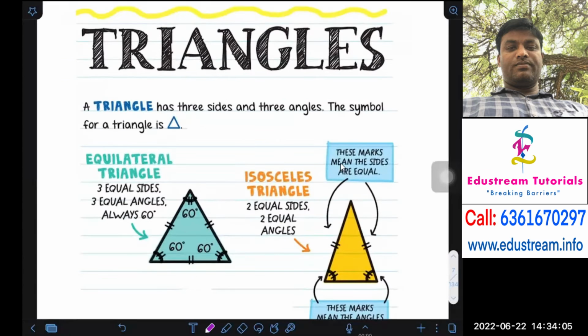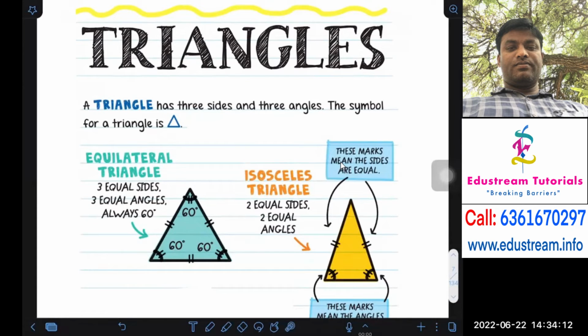Let's start with the chapter called triangles. Okay, what is a triangle? A triangle is a closed figure. A closed figure bounded by three sides is called a triangle. A triangle has three sides and also it has three angles.